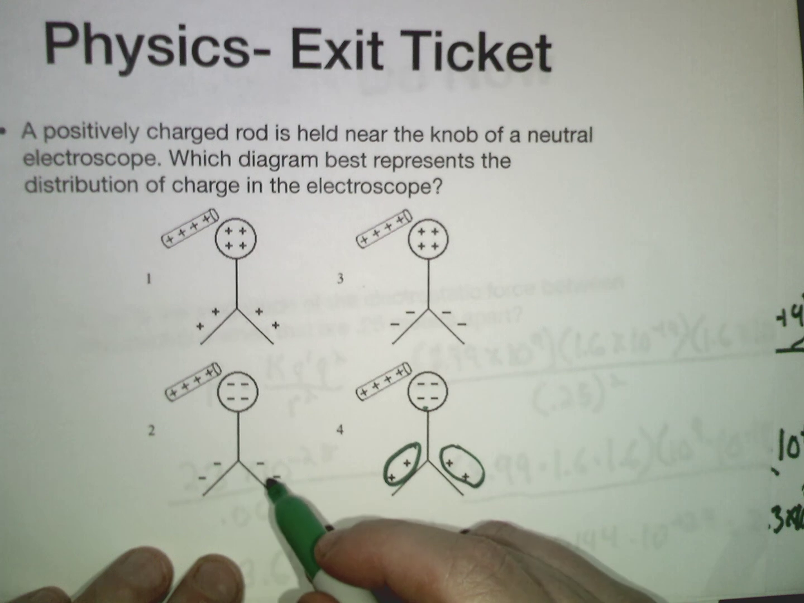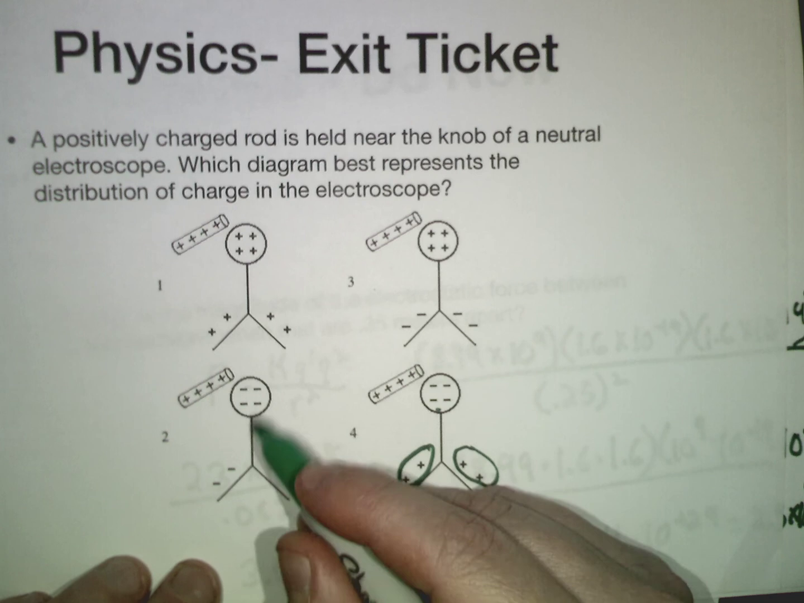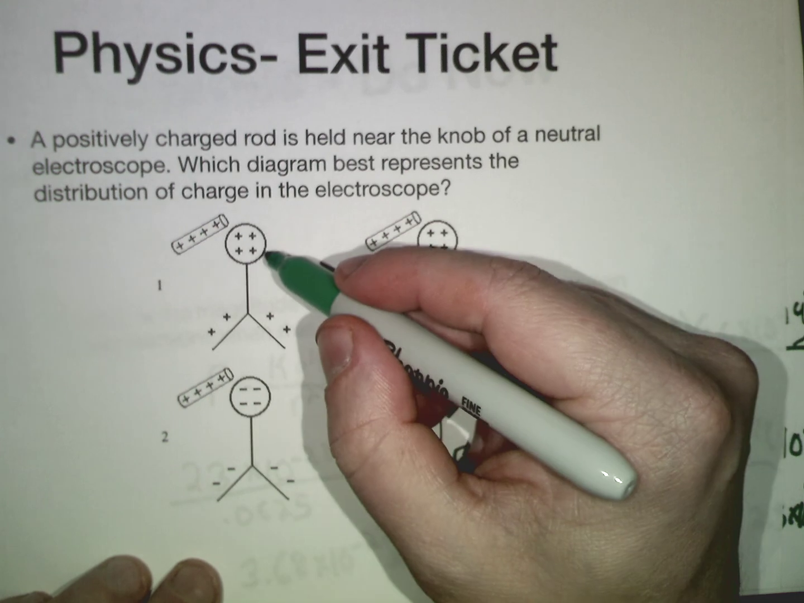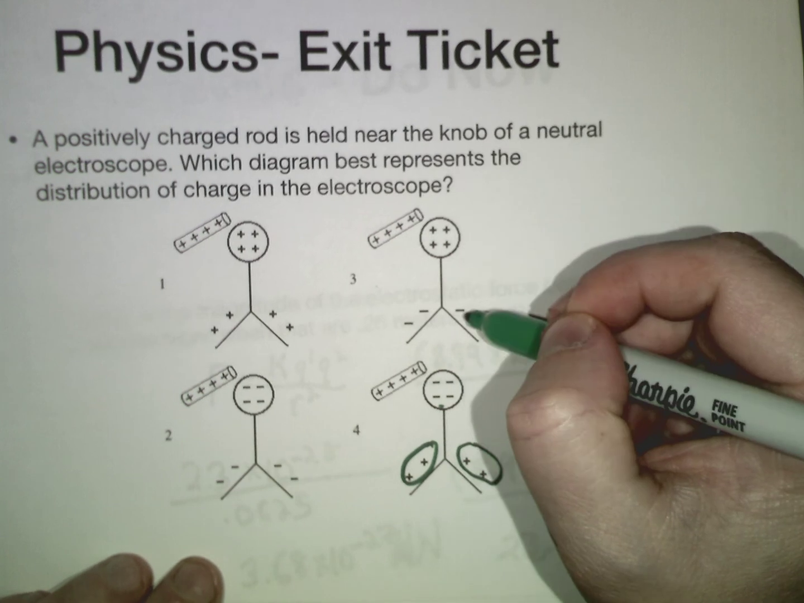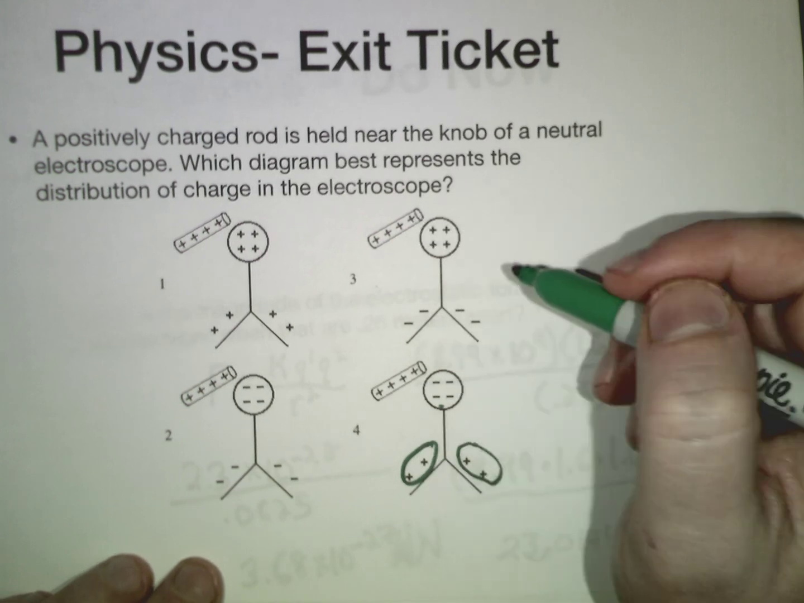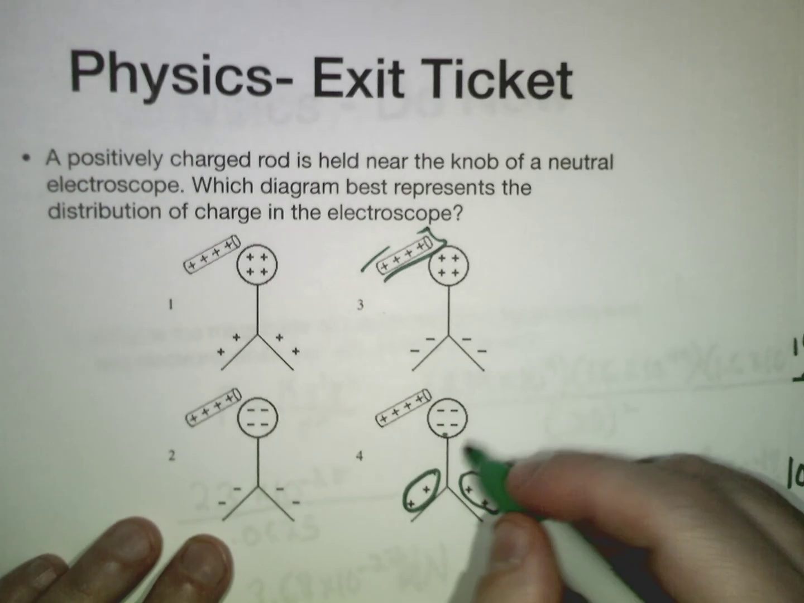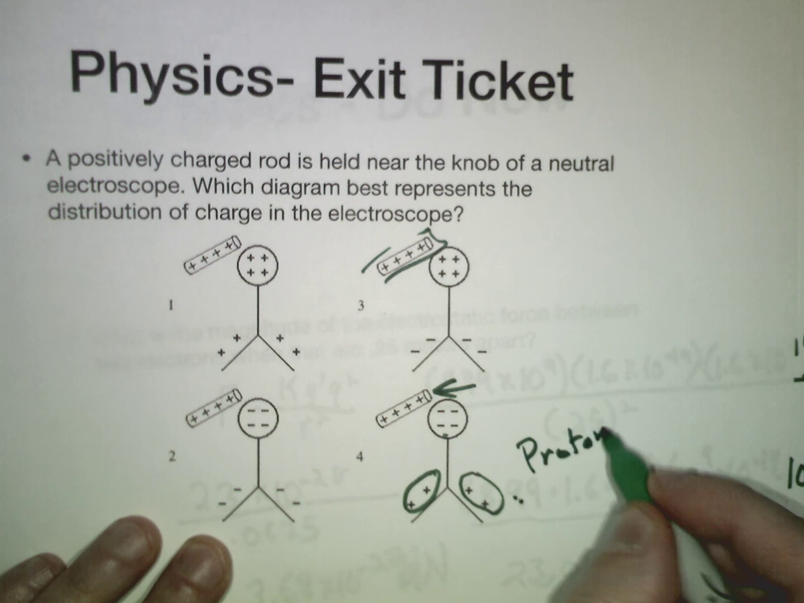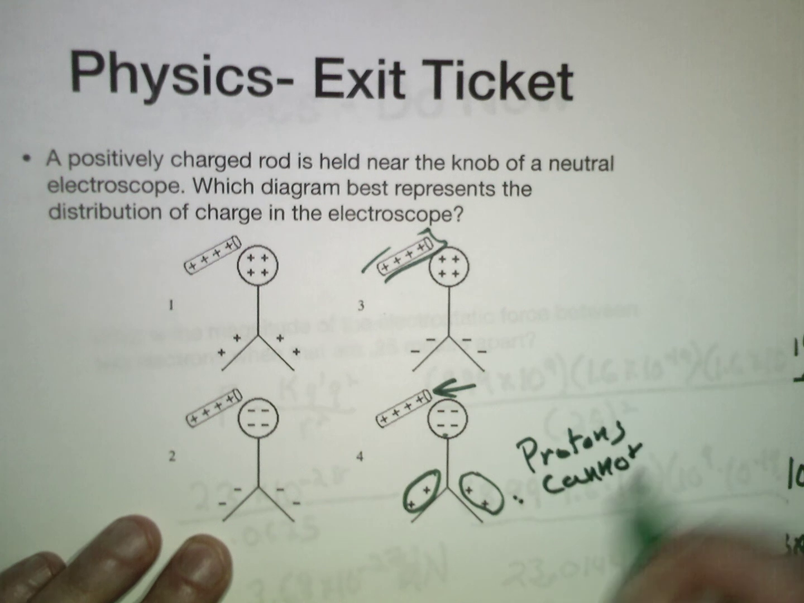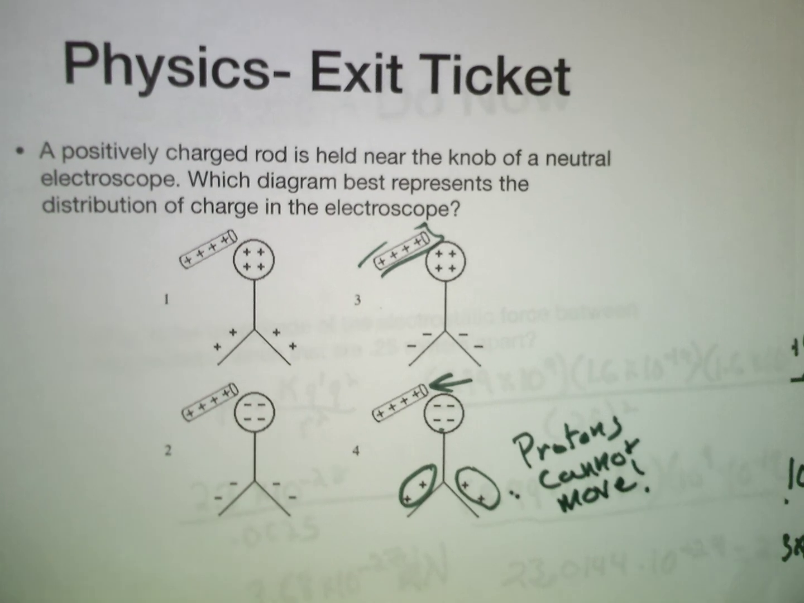So this doesn't work because all the protons would have to stay behind. The electrons would all want to go there. This doesn't work because where's the electrons? This wouldn't work because it would indicate that the electrons don't want to be near the positive charged rod, but they do. They want to get there. So what in a sense is happening is the electrons want to go there, and they leave the poor protons because protons cannot move. Okay? Only electrons can. Remember, that's an important rule.